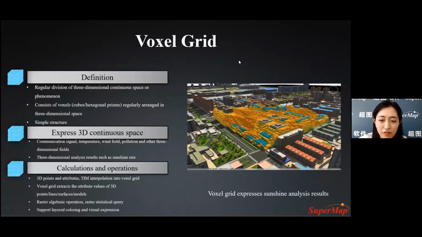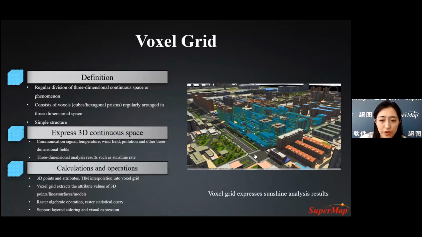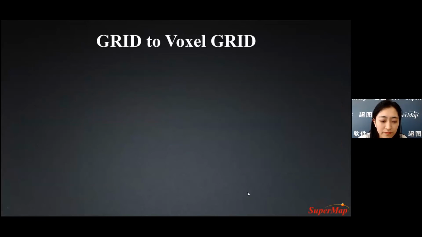Next is the Voxel Grid. It can be obtained through discrete 3D space point sets with attributes or the interpolation of the TIM model. So it's a regular division of the 3D continuous space, such as cubes, regular hexagons and prisms, and has a simple structure.